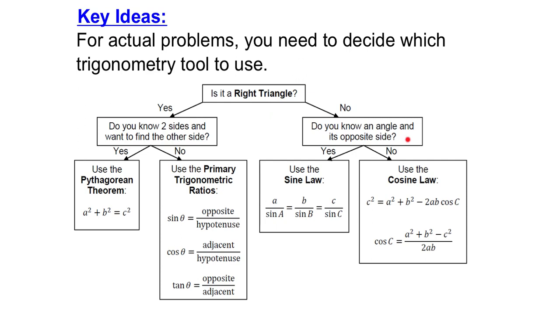That's that idea of the matching pairs, an angle and the side that's opposite to it. Do you know both of those? If yes, you can use the sine law in that question. If not, you're going to have to use the cosine law. So this is a helpful decision tree to help you make the decision of what tool to use.